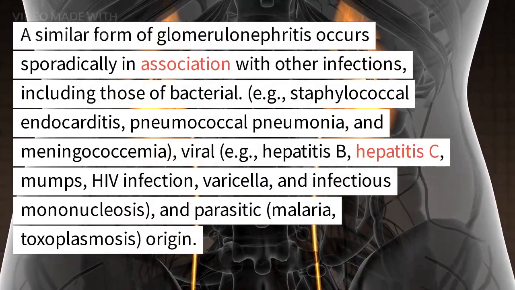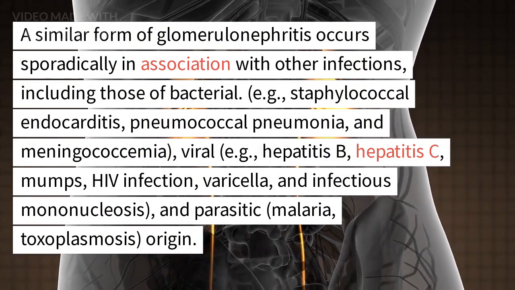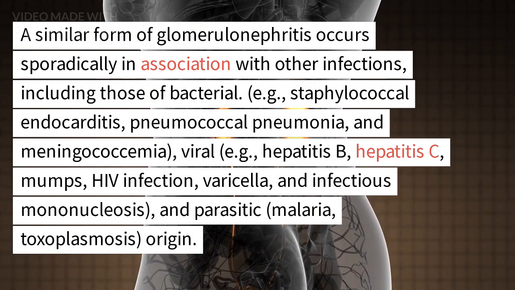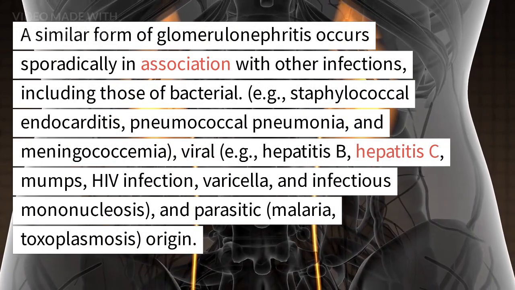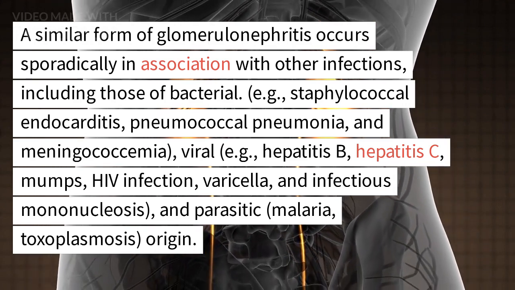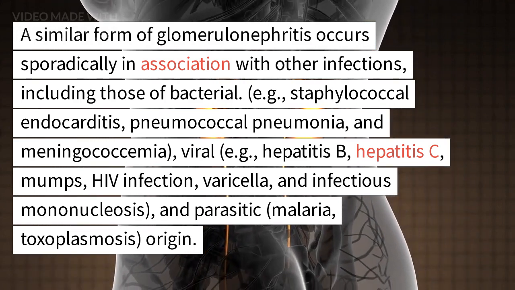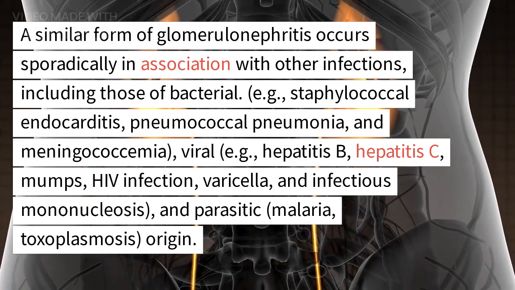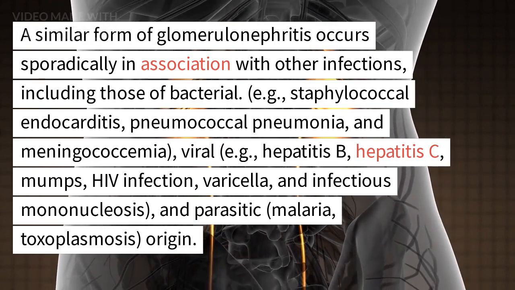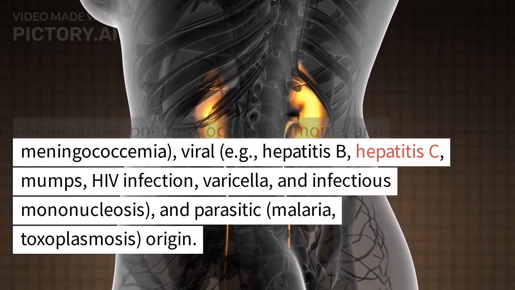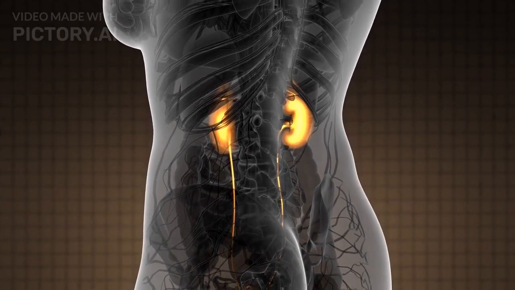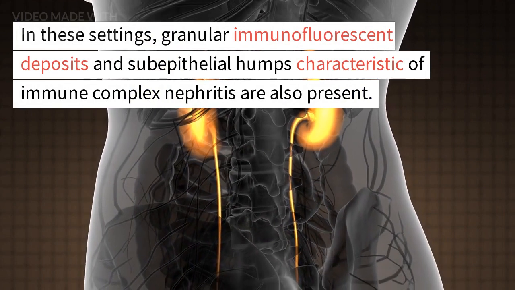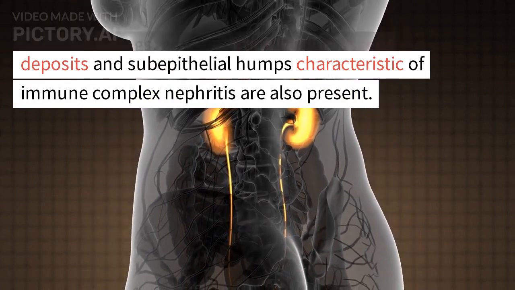A similar form of glomerulonephritis occurs sporadically in association with other infections, including those of bacterial, e.g., staphylococcal endocarditis, pneumococcal pneumonia, and meningococcemia; viral, e.g., hepatitis B, hepatitis C, mumps, HIV infection, varicella, and infectious mononucleosis; and parasitic, malaria, toxoplasmosis, origin. In these settings, granular immunofluorescent deposits and subepithelial humps characteristic of immune complex nephritis are also present.